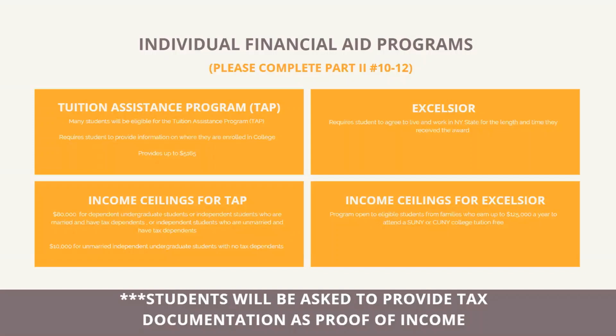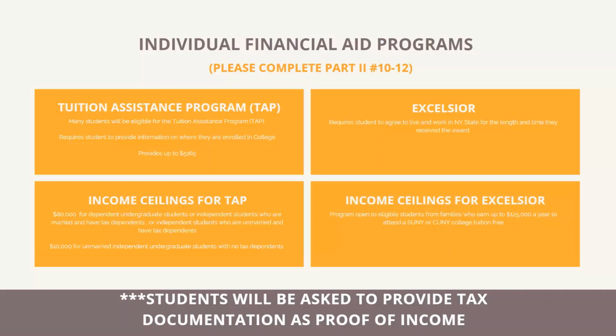The other program application that I mentioned already is Excelsior. Excelsior is different from TAP because, for the duration of the years that you receive the Excelsior Award, you must stay and work in New York State. If you relocate after you finish college and you do not stay and work in New York State, the award turns into a loan that you have to pay back. TAP is not something that you pay back. So you have to keep that in mind.